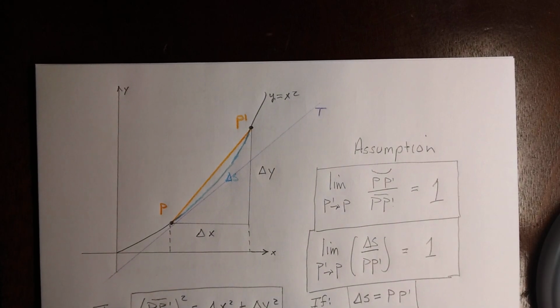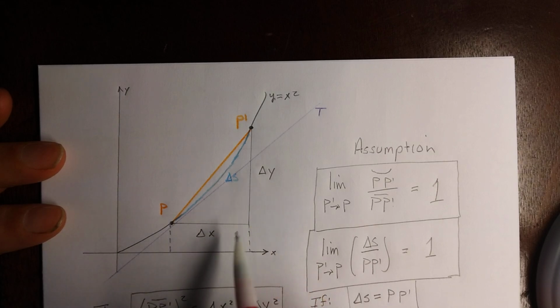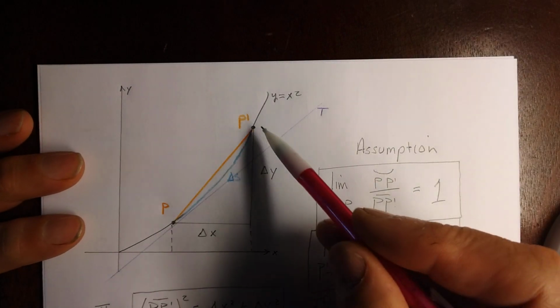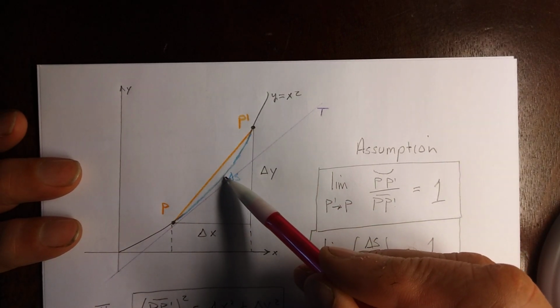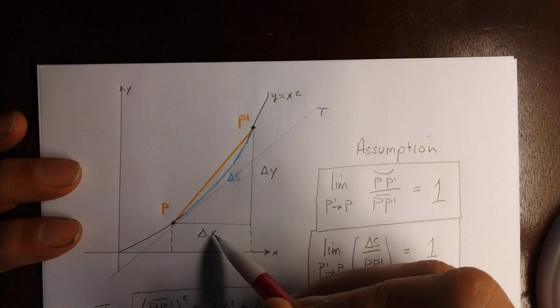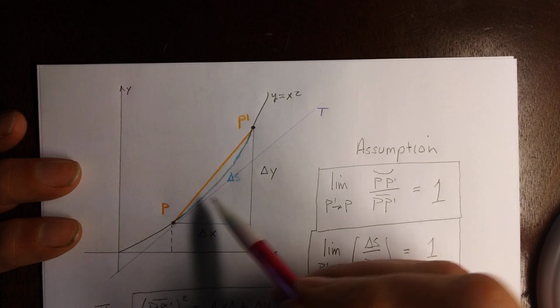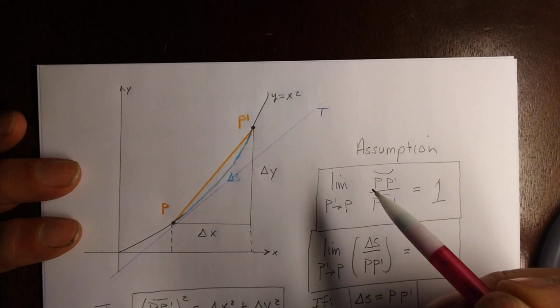This is a very nice proof of showing how ds/dt is going to be equal to dy/dt and dx/dt and how they're related, because as P prime moves down the curve, ds is changing, dy is changing, and dx is changing. So as this moves down the curve, what relationship do s, y, and x have?